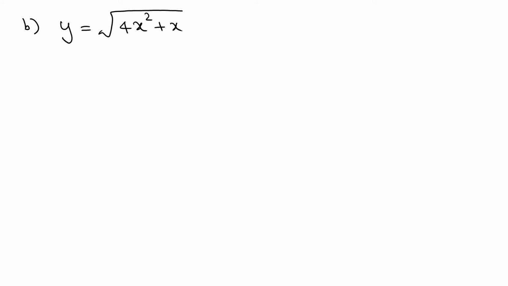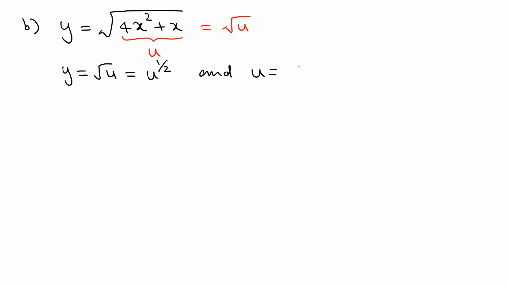As the next problem, we have y equals the square root of 4x squared plus x, and it's very clear what the inside function is. Once you use the inside function, this is simply going to be square root of u. So the two functions are y equals square root of u, which we normally rewrite as u to the 1/2 because we need to know the power, and the inside function u is simply 4x squared plus x. Again we use the power rule here.